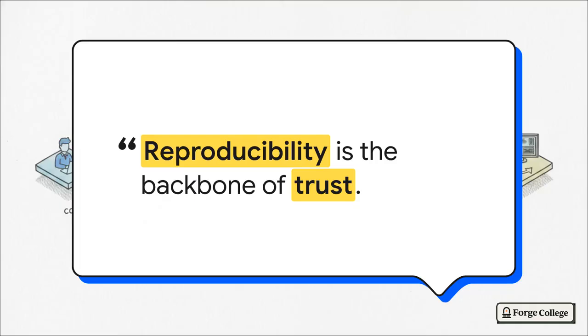And that brings us to the core philosophy of this entire architecture. Reproducibility is the backbone of trust. If you can rerun a test with the same block, compile it with the same versions, and get the exact same bytecode hash at the end, you've removed all ambiguity. You trust the pipeline, which means you can sleep easy at night trusting the deployment.